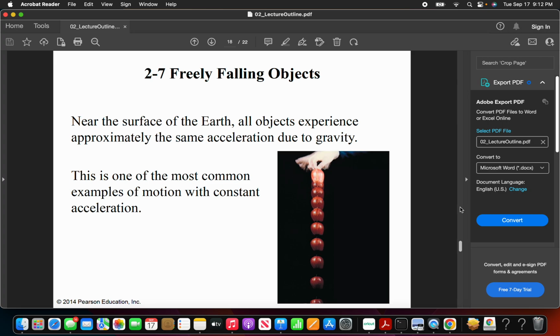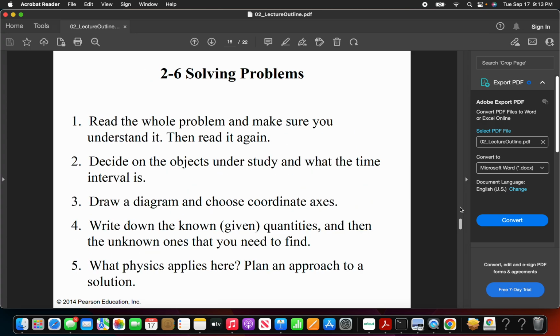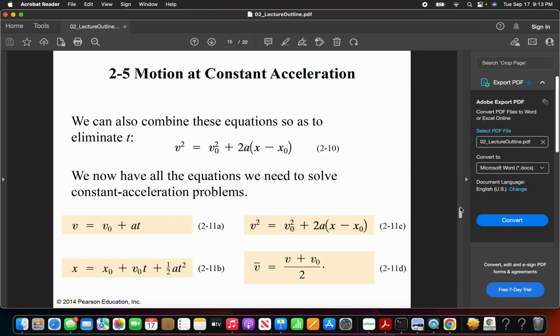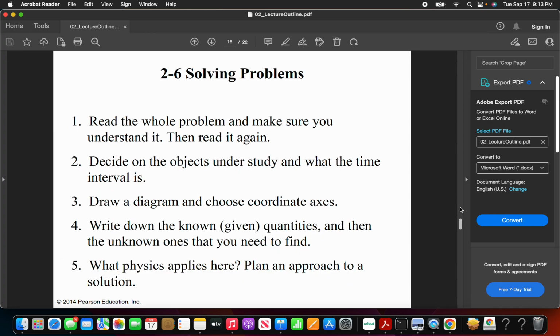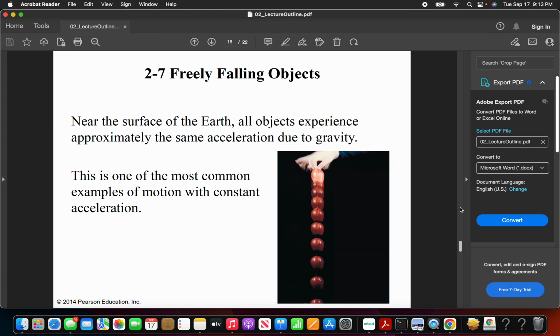All right, so let's move on to free falling objects. Free falling objects are obviously things that are falling towards the earth. And like I said, this is one of the most common examples of motion with constant acceleration. So the equation that we were just talking about, 2-11b, that's the one they're talking about. So this image here relates to that equation.